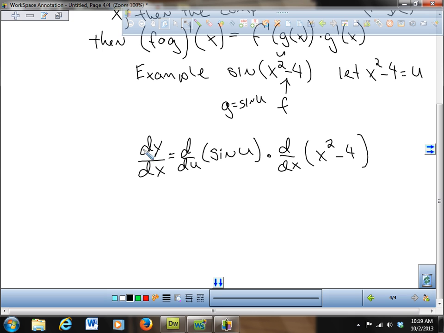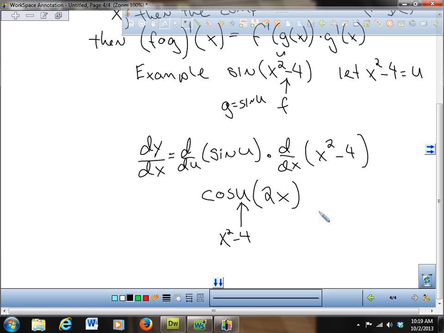dy/dx. So the derivative with respect to x is equal to the derivative of the outside function times the derivative of the inside function. What's the derivative of sine of u? Cosine of u. What's the derivative of x squared minus 4? 2x. That's almost your derivative, because what did I let u equal? x squared minus 4. So I have to take that x squared minus 4 and plug it back in.